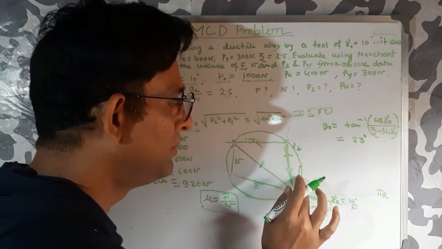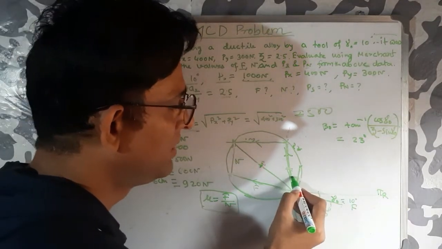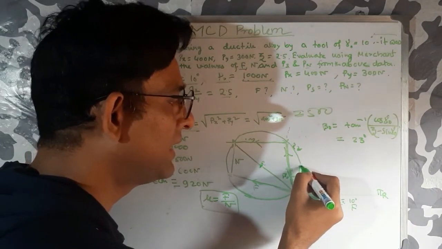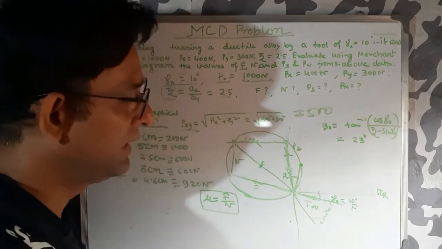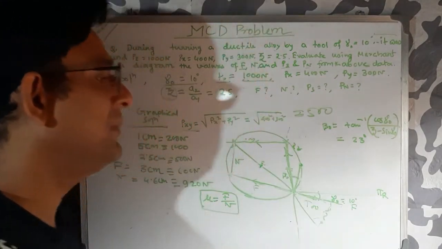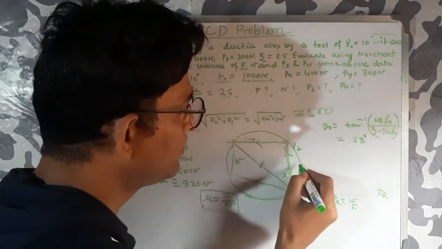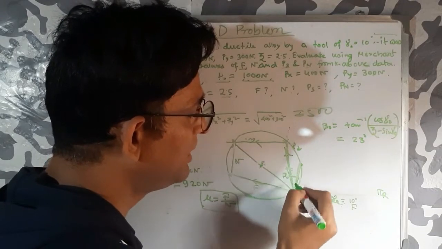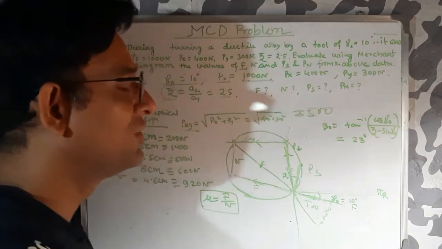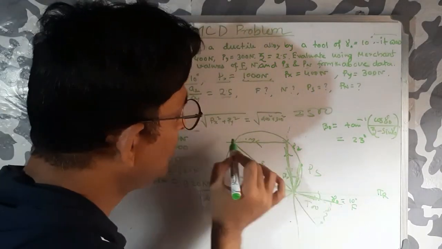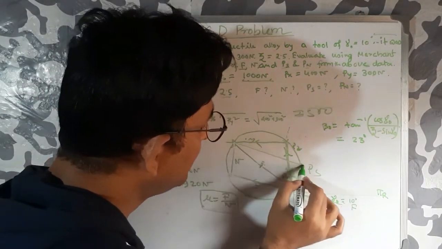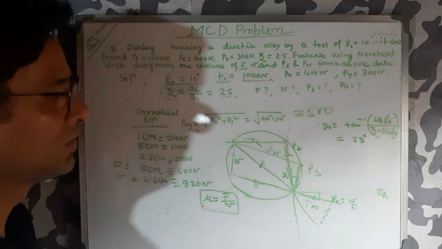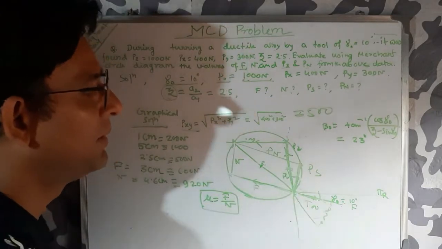So this is the beta 0, and it will touch the MCD circle at this point. If it touches this point, this line will represent PS. PS is the shear force, and perpendicular to PS, this line will represent PN. PN is the normal force to the shear force. PN is perpendicular to PS.